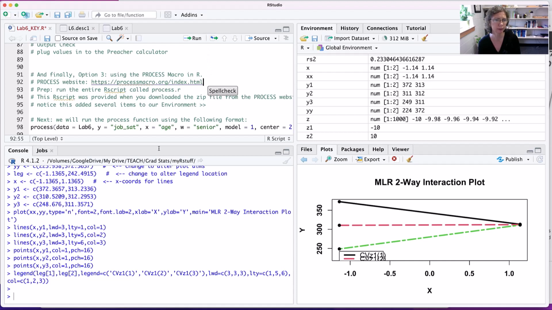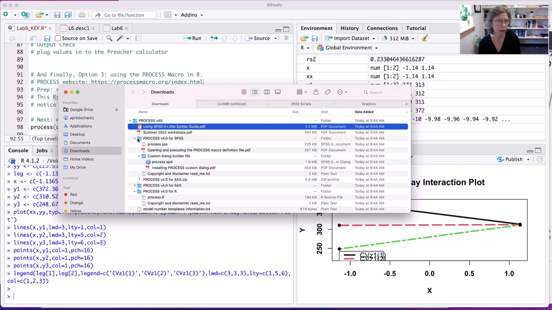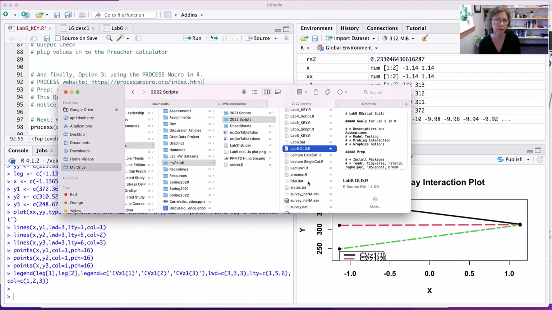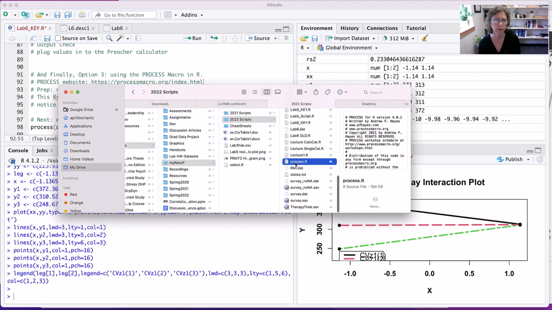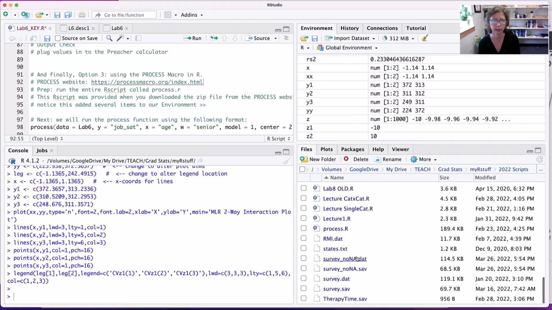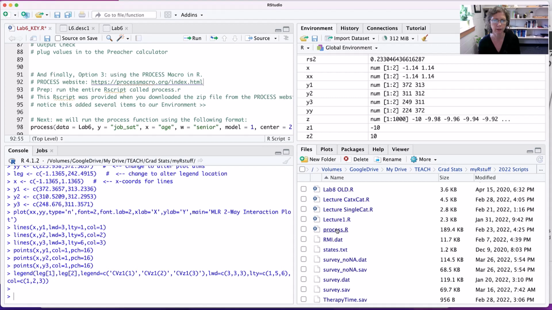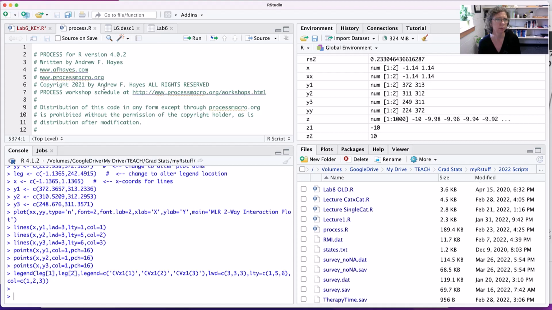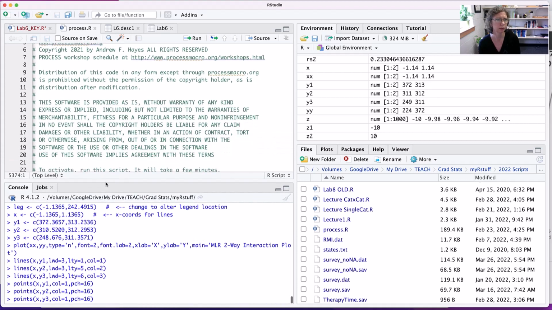But when that was downloaded to my downloads folder, it also had, there we go, process for R. And right there, process R, that's an R script file. You can just put it into wherever you keep your R scripts. So that's where I dropped it. And that way in my environment, since that's the folder that it points to, now it's right there, process R. So opening that, it gives you a little bit of intro information.